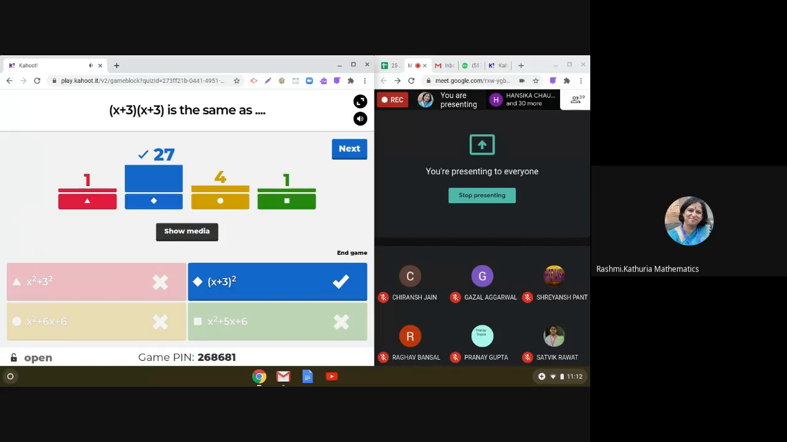Great. You see, x plus 3 into x plus 3. It's the simple definition of square. Yes, x plus 3 into x plus 3 is a product of the same binomial, so you get x plus 3 whole square.